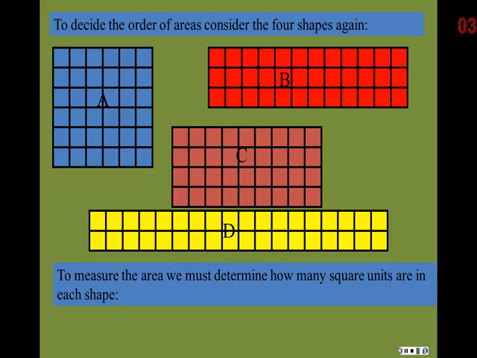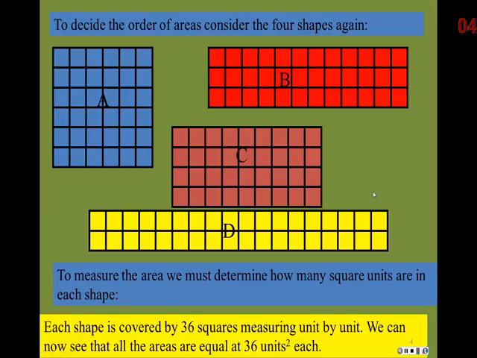So I put the same size squares in each of these areas. And now we're going to actually calculate and see which is bigger and which is smaller. So this first one is 1, 2, 3, 4, 5, 6 across and 6 down. That's 36 square centimeters or units, whatever this is.